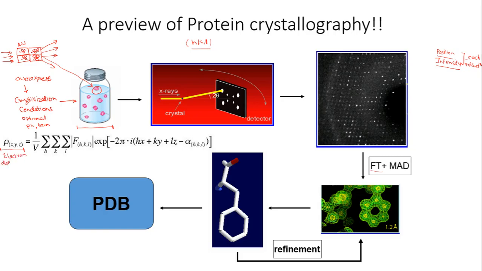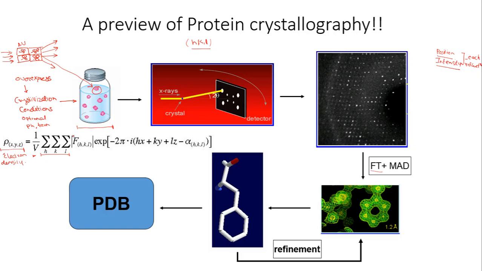This is the expression that corresponds to the electron density. In order to obtain the electron densities from the output of your X-ray crystallography, what things are needed? First, you would require this term called V, where V is the crystal cell volume. What is the volume of that crystal cell? And then you see that there is this triple summation.